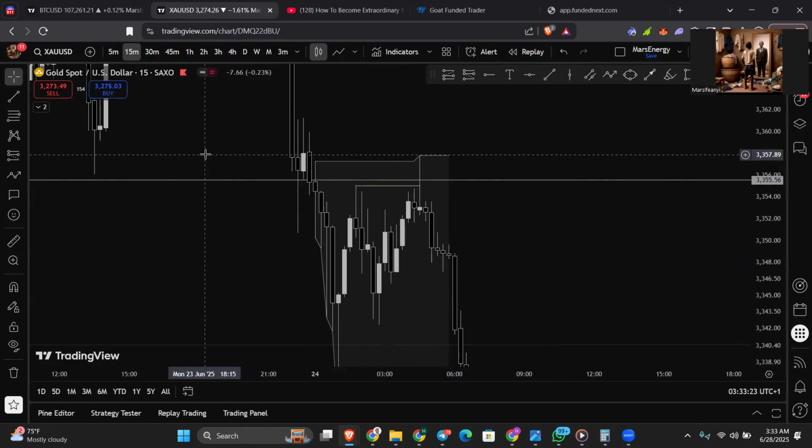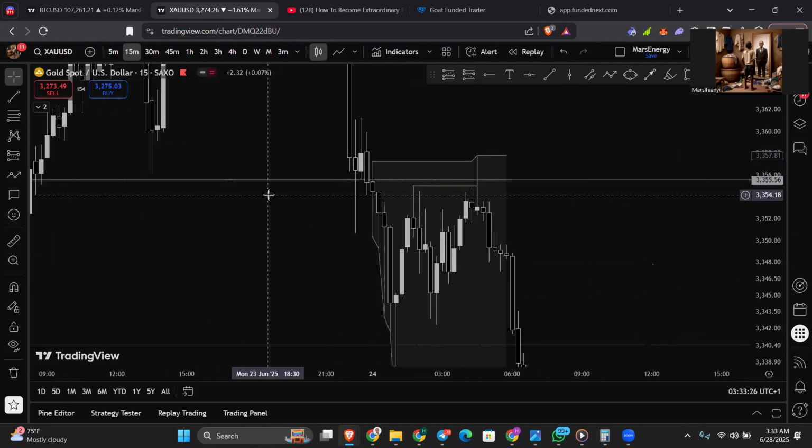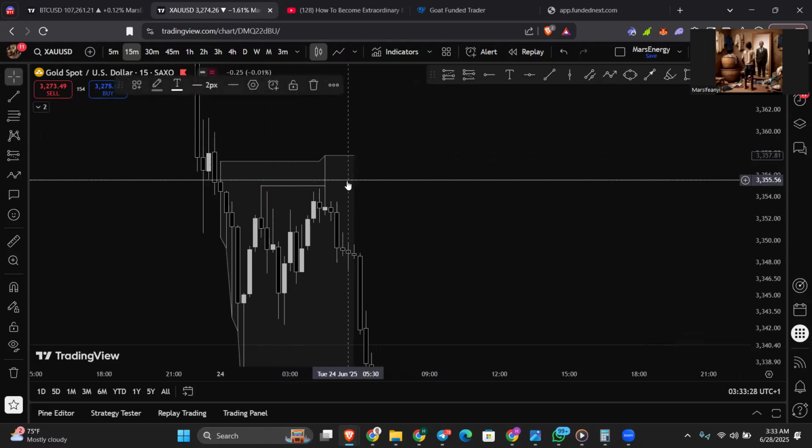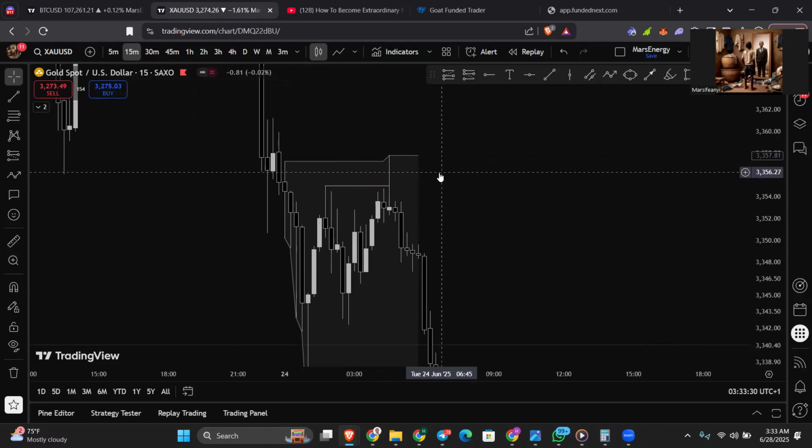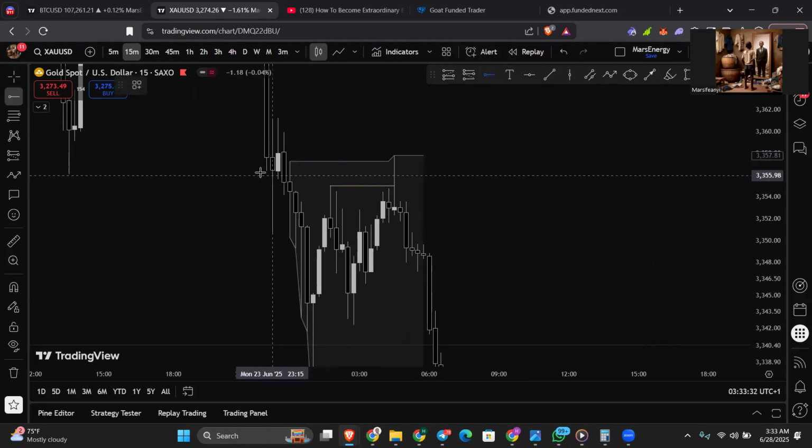So you can decide to still use this breaker level, or you can refine it, because we have another key level here, right?